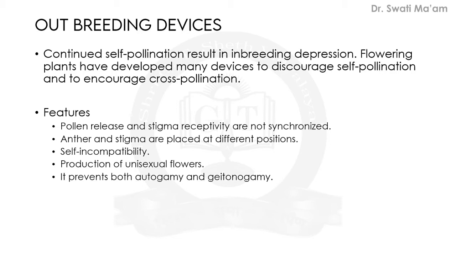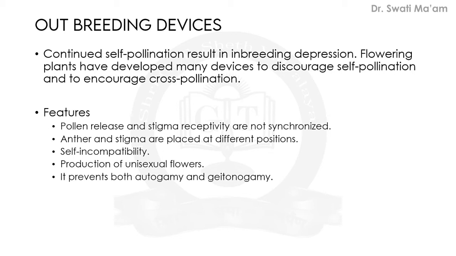In some species, pollen release and stigma receptivity are not synchronized. Last time we saw that when they are synchronized, they can pollinate each other at the same time. Here they are not synchronized, they occur at different times. Either the pollen is released before the stigma becomes receptive, or the stigma becomes receptive much before the release of pollen. These variations help avoid self-pollination.